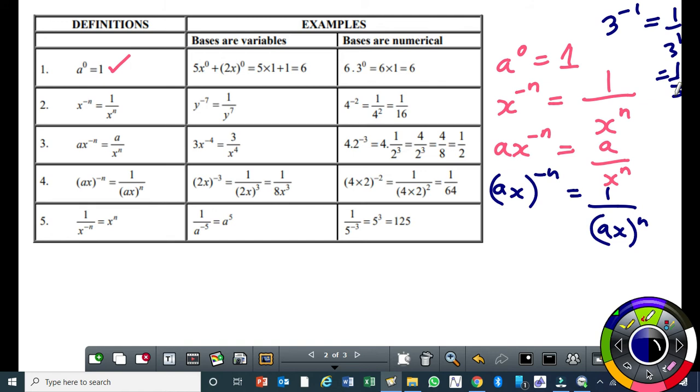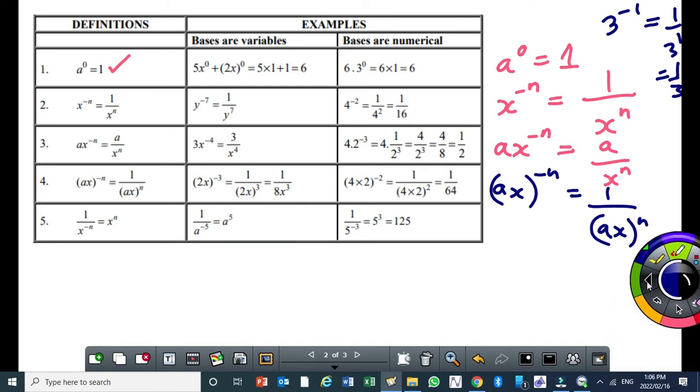Then, this one is interesting, whereby in this case you are going to have 1 over x to the power of minus n. It's now the opposite of definition number 2. The moment you put 1 over x to the power of a negative exponent, be aware that this is the same as x to the power of positive n. So you are expected to know these definitions and the laws.